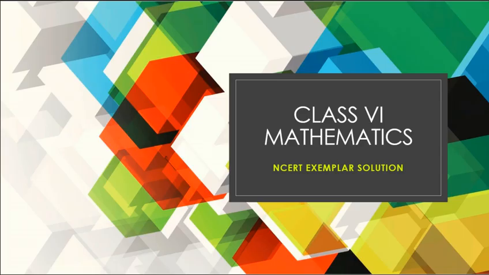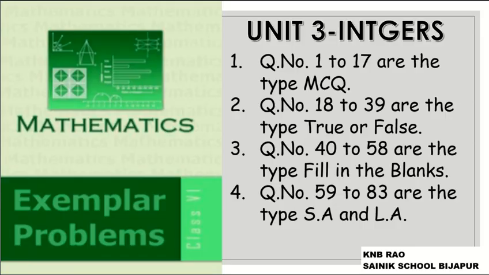Students, we were discussing exemplar questions of class 6th mathematics in the chapter Integers, and we could complete question number 1 to 17, which are of the type MCQ, and question number 18 to 39, which are of the type true or false. So today we will take up fill in the blanks type of questions from question number 40 onwards.